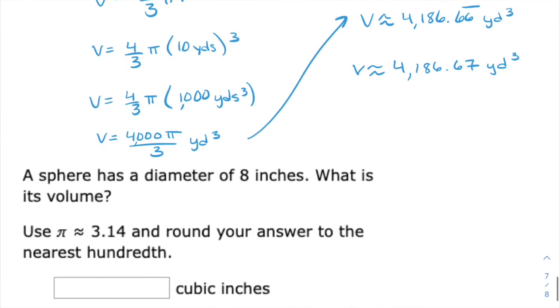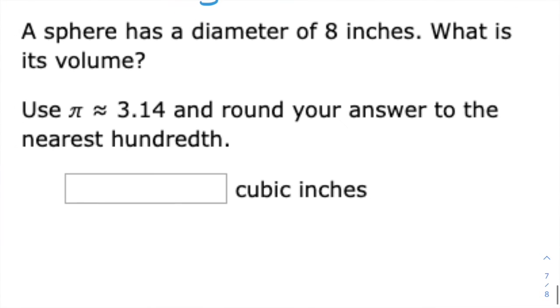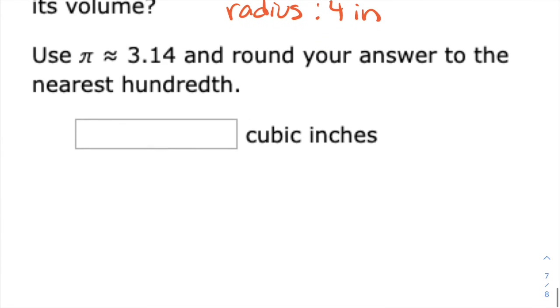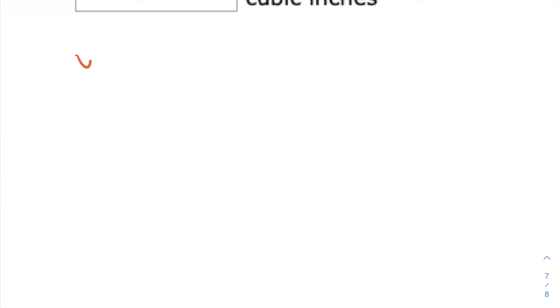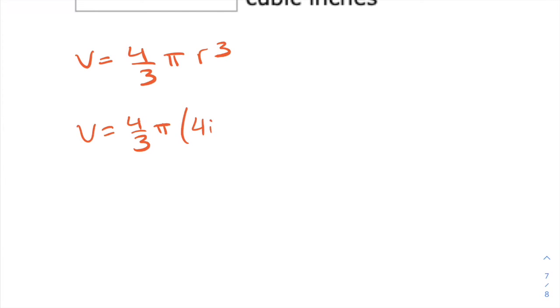Okay. All right, here we have one with a diameter of 8. So we just have to write in a radius. We want a radius of 4 inches, which is half a diameter. And we're good to go. So volume equals 4/3 pi r cubed. So volume equals 4/3 pi times radius, which is 4 inches cubed.